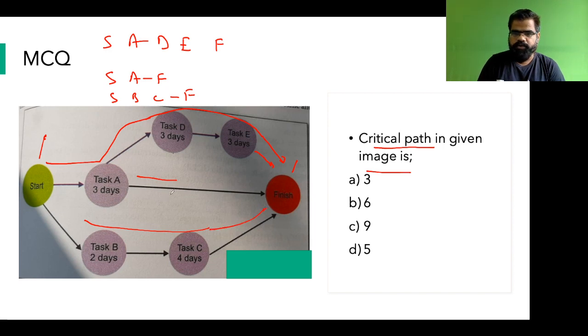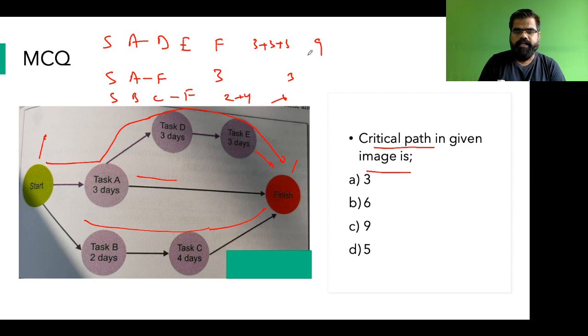Now nothing more you have to do, students. Just take the time duration which is mentioned. So first, it is written 3 plus 3 plus 3. Second, I take only 3, it is written. And third, I take 2 plus 4. Right? So it is 9, it is 3, it is 6.